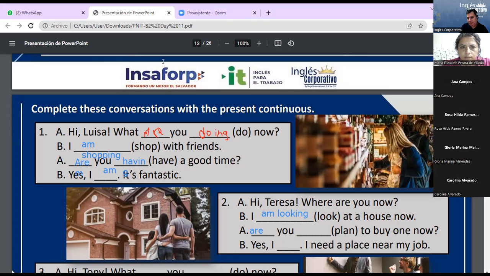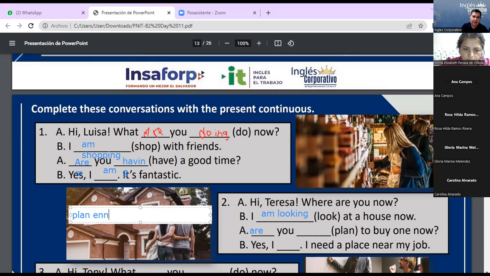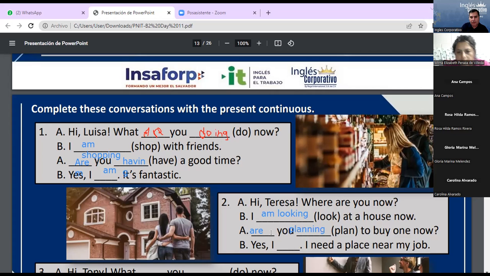Planning. Are you planning? Planning. P. Dos veces la N. Seguido. Plan. Okay. Otra N. ING. ING. Unido. Falta una N. Otra N. Sí, antes que es ING. Si no es alemán. Correct. Yes. Yes, I am. Yes, I am. Yes, I am.